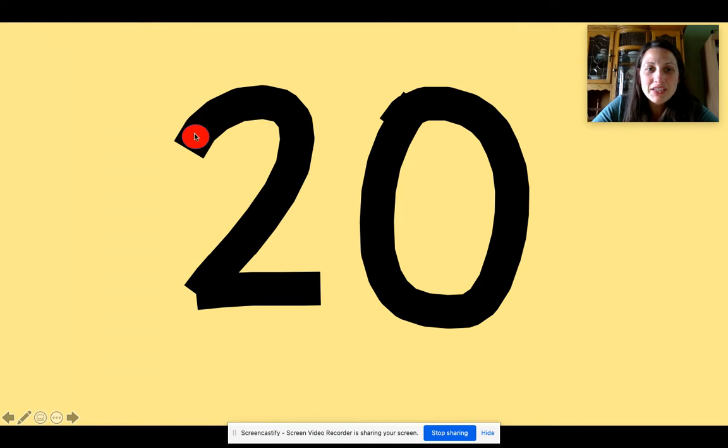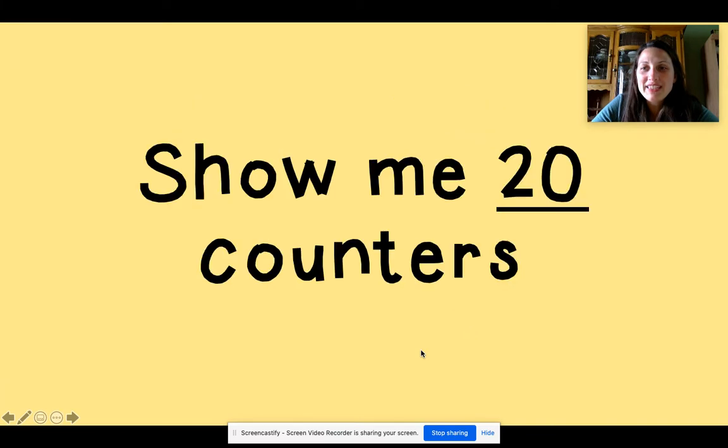When we make the 2, we start at the top. We curve up, around, down, and make a horizontal line. When we make the 0, we start at the top and we curve all the way around. We make a nice big circle. 2 and 0 make the number 20.